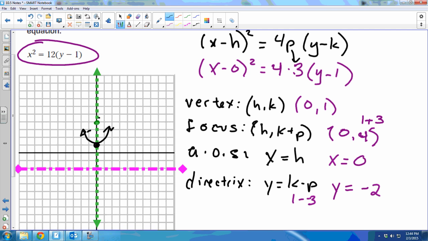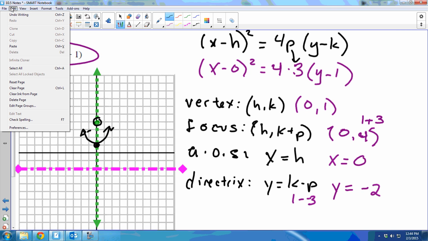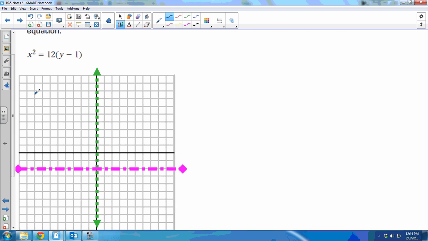It's right here. It's in green. It's underneath here. Okay, can I erase all this?